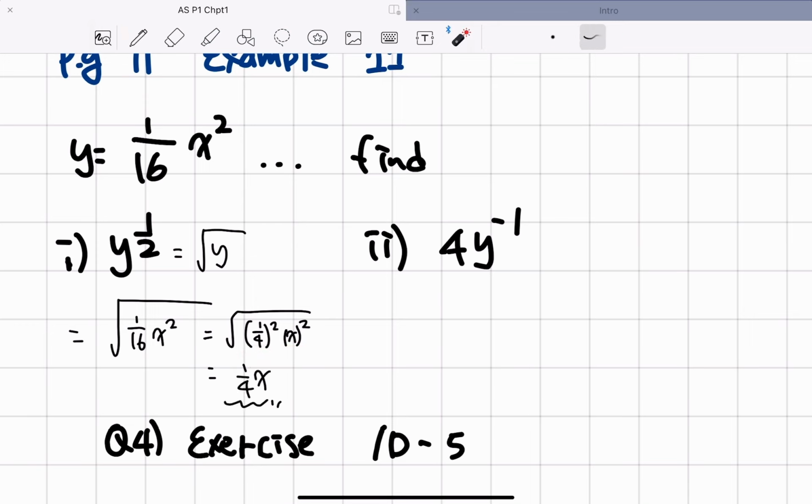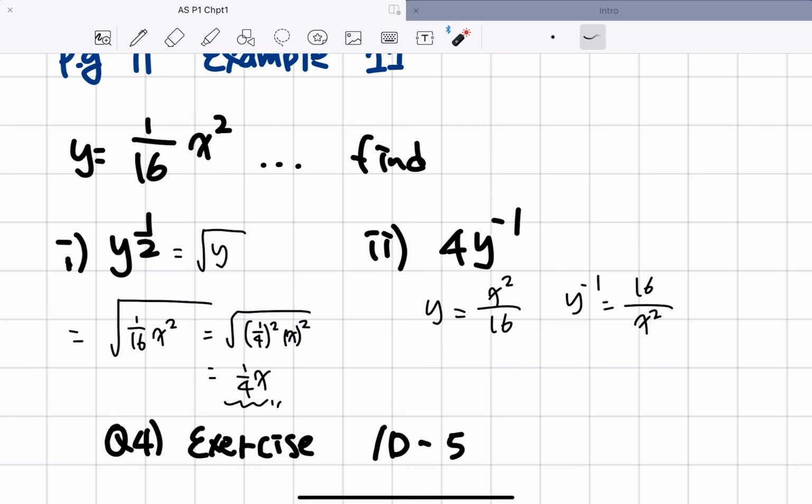So this one should be the answer for the first question, and the second one is 4 times y to the power minus 1. Yeah. So let's try to find y to the power minus 1, which is the inverse. We're just changing the position between numerator and denominator. So y equals x squared over 16, and y to the power minus 1 is simply 16 over x squared.